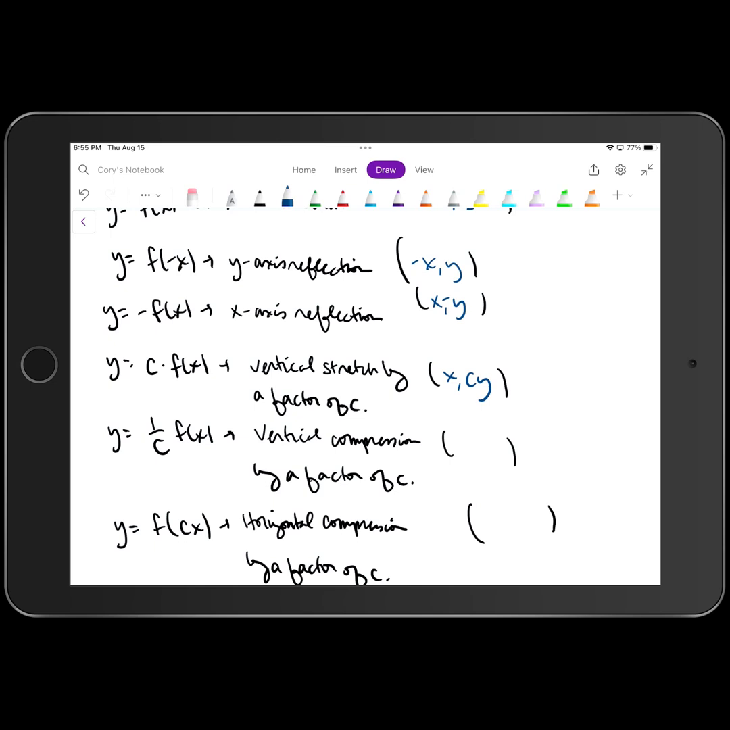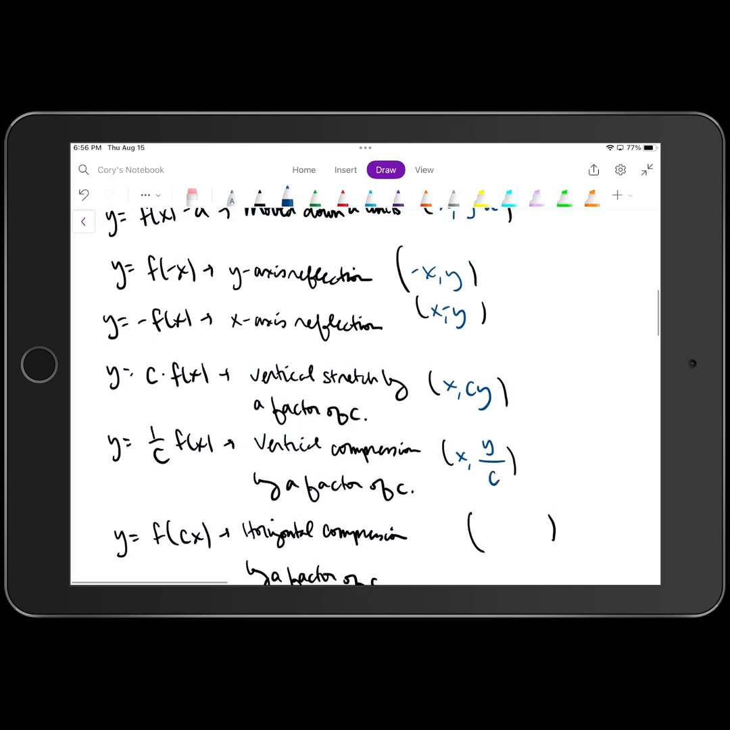Okay, when we multiply out front by 1 over c, that's going to correspond to a vertical compression by a factor of c, once again affecting the y coordinate only. And then we're going to take that y coordinate and multiply by the coefficient up front. So y times 1 over c is y over c.